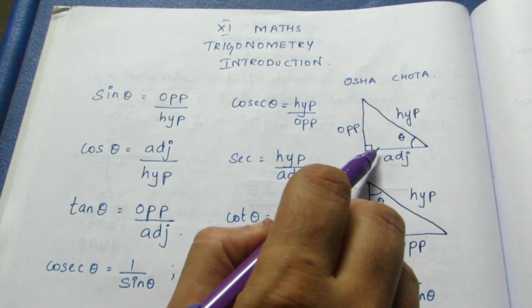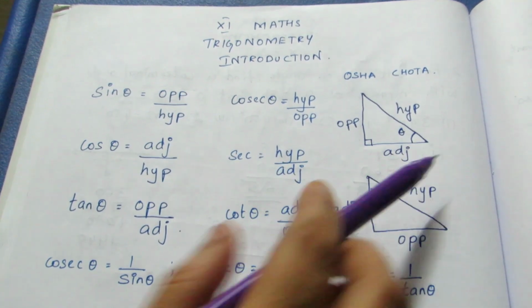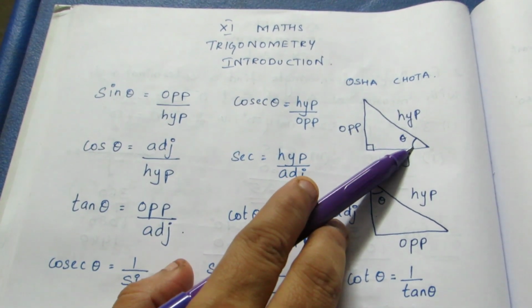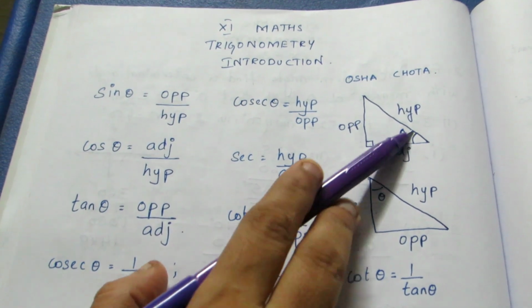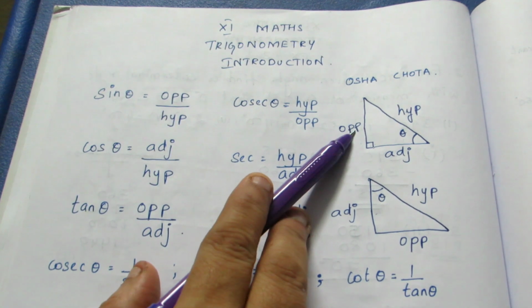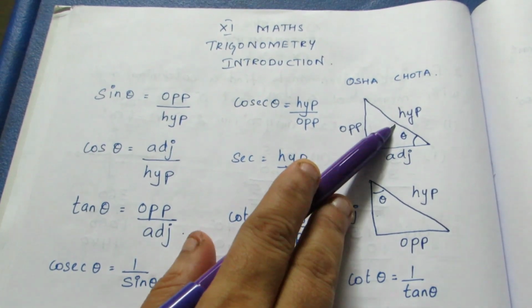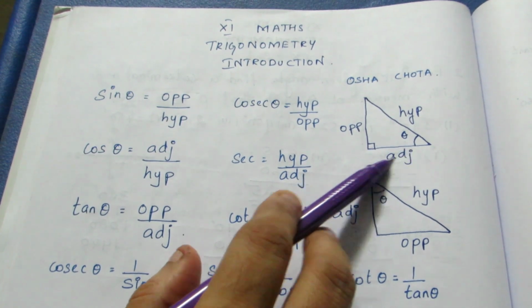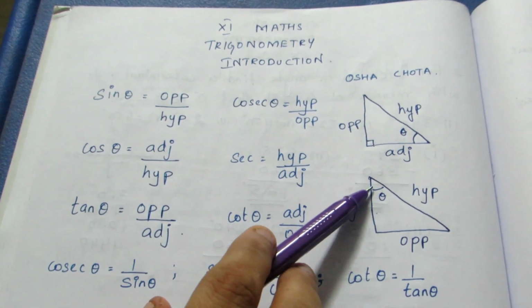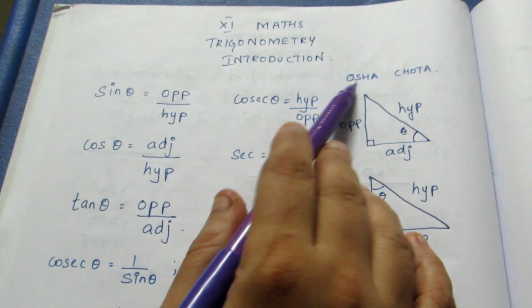So in a right angle triangle, other than the right angle, there are two acute angles. It can be anything. The acute angle can be on the base or on the top. If this is theta, the side opposite to it will be your opposite side, and the side opposite the 90-degree angle will be your hypotenuse, and this is your adjacent side. The same way, if theta is here, it is your opposite, adjacent and hypotenuse.